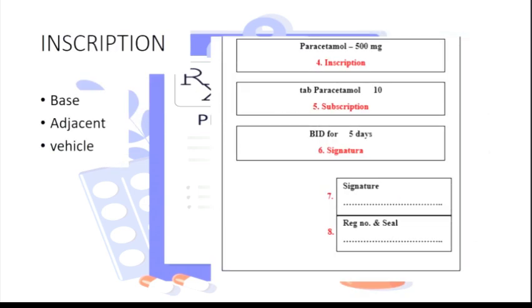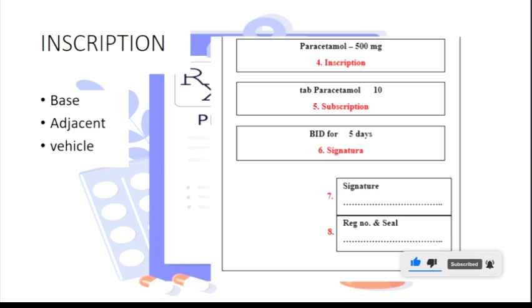Okay, next is the inscription. You should note that the inscription is very important, as it consists of the name of the medicine and the dose of the medicine. For example, paracetamol. If 500 mg is written, you should note the age of the patient, consider whether the weight and age of the person equally match that dose, recheck that, and only then can you dispense it. So the inscription is an important thing.